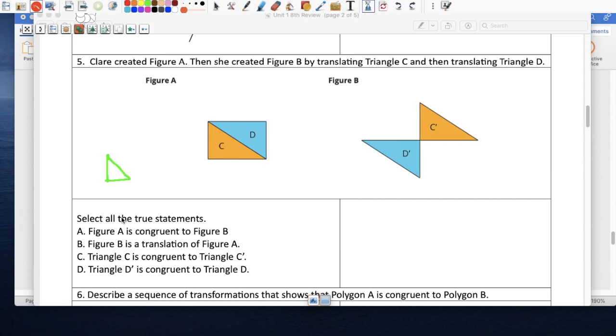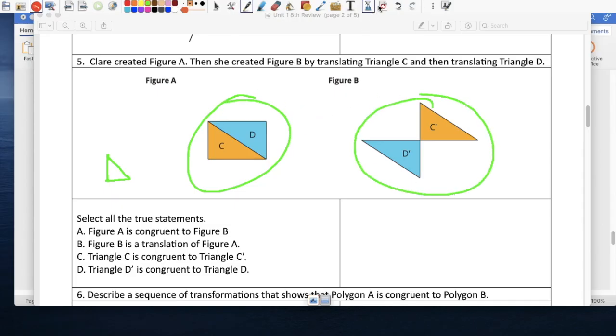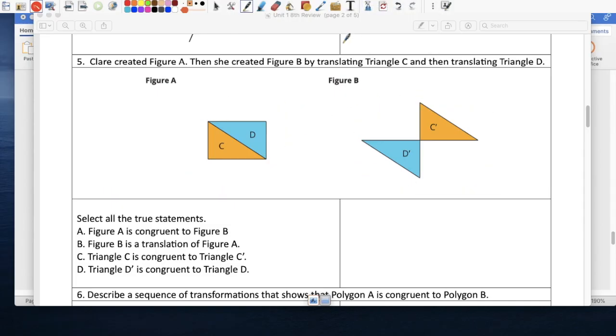So she took figure A is congruent to figure B. Is figure A, this figure, congruent to figure B? Absolutely not. They're not the same. Okay? Figure B is a translation of figure A. Absolutely not.